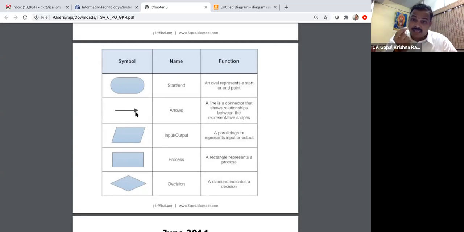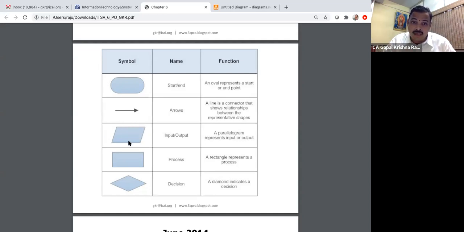I will say a standard diagrammatic representation of an algorithm. What is an algorithm? Step-by-step instruction, result-oriented. So a result-oriented step-by-step instruction, and its standard diagrammatic representation is the flowchart. So symbol, oval, arrow mark, I am clear.